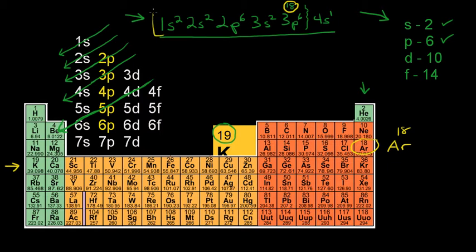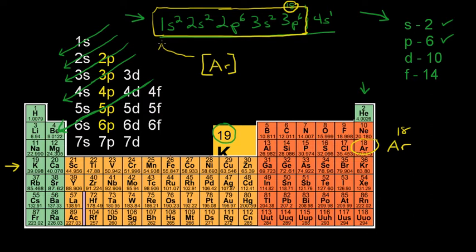All right, so this is the electron configuration up to 18 electrons. So that means this set is the electron configuration for argon. Okay, and so we're just going to use that fact and let argon, the symbol Ar in brackets, represent everything that we did here.